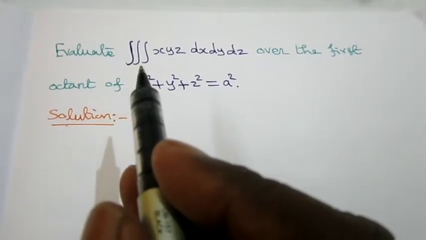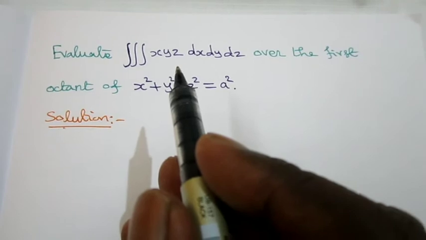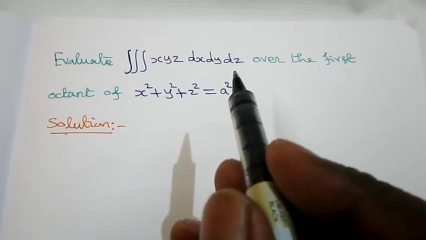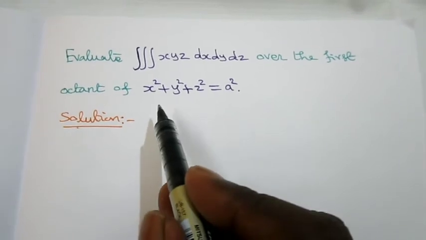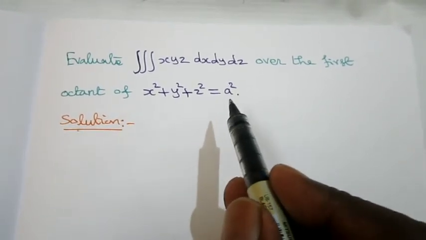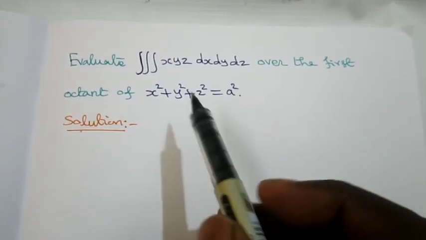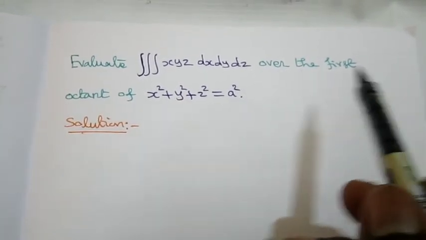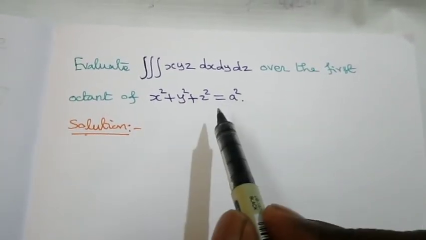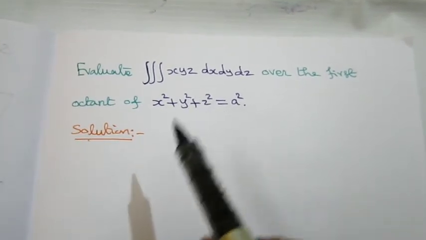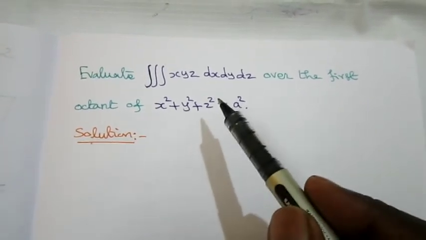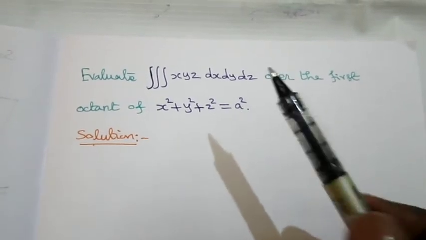Evaluate the triple integral of xyz dx dy dz over the first octant of the sphere x² + y² + z² = a². So you have to evaluate this integral over the first octant of the sphere. In the first octant we want to find the limits of x, y, z. Then we can evaluate the integral.